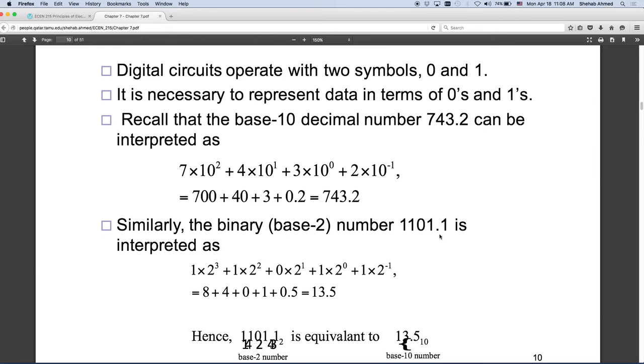So if I say I have two positions or two digits beyond the decimal point, then I will take this and multiply it by 2 to the minus 2. So 1 times 2 to the minus 2, 1 times 2 to the minus 1, and 0 times 2 to the 0, and then 1 times 2 to the 1, and then 1 times 2 squared. It will yield a completely different number. Do we agree? So it's a matter of what we agree to as a system.